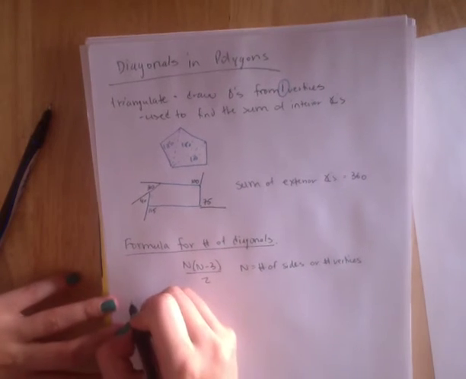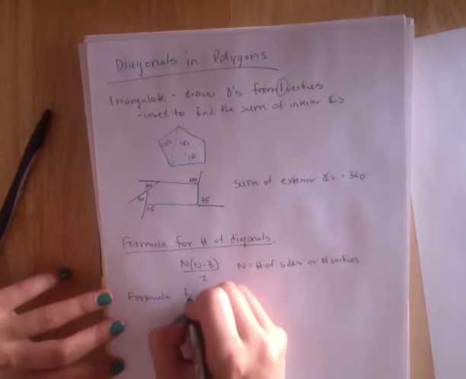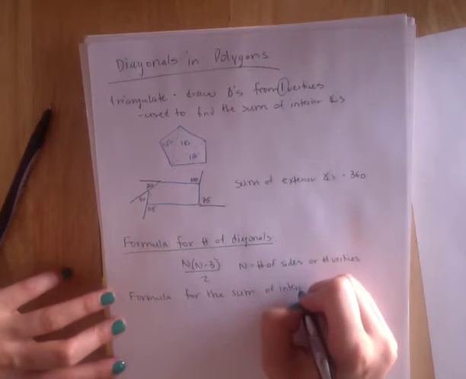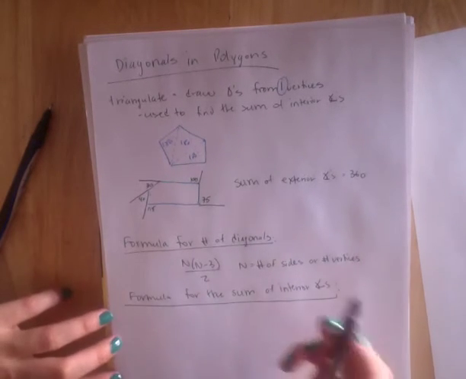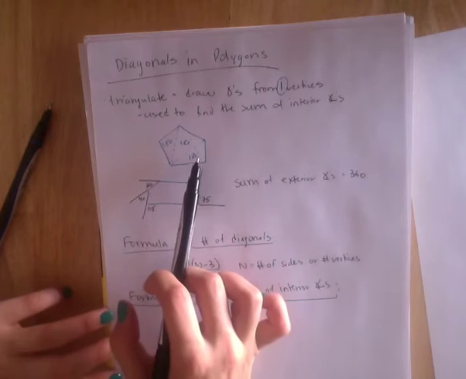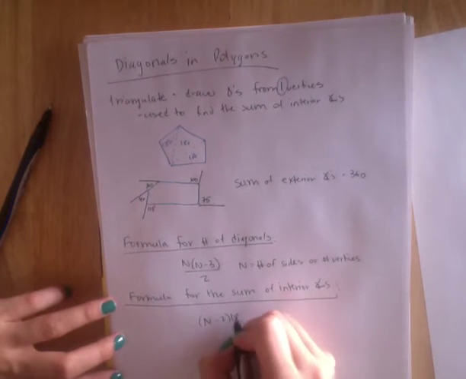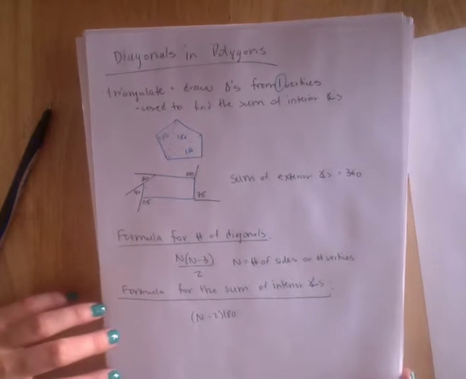Okay? And we also have a formula for the sum of interior angles. You can just solve for it using our triangulation, or you could say it is n minus 2 times 180. Okay, that gives us the sum of our interior angles.